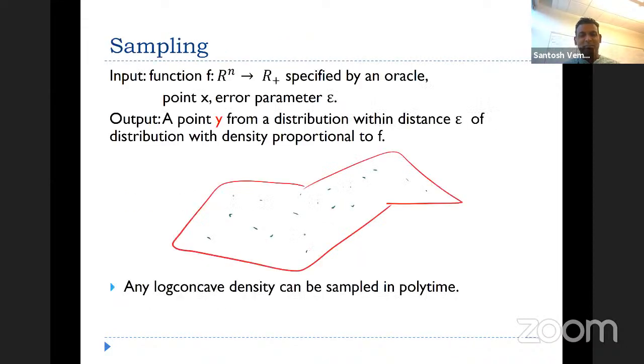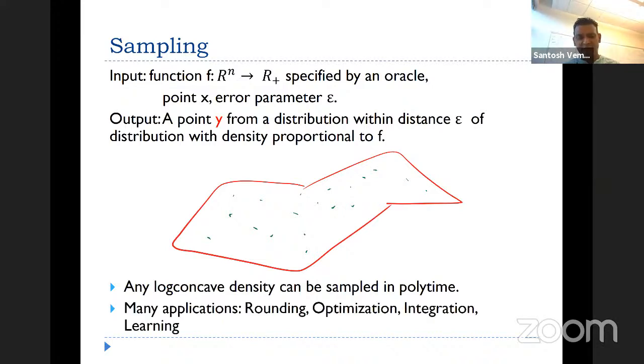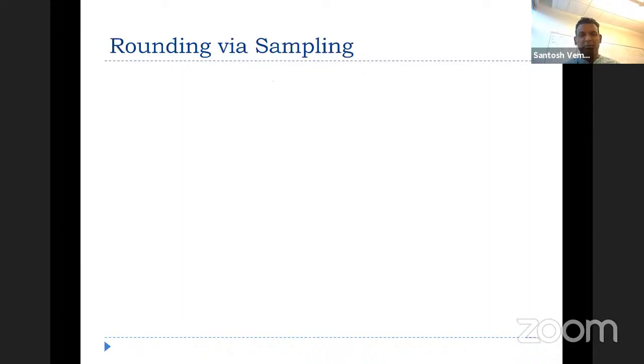Okay. So this is the sampling problem. And the state of the art for sampling is that any log concave density can be sampled in polynomial time. And all you need is access to a function that's proportional to the density. You should be able to evaluate that at any point. This has many applications besides integration and volume computation.